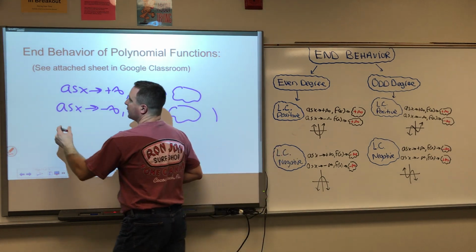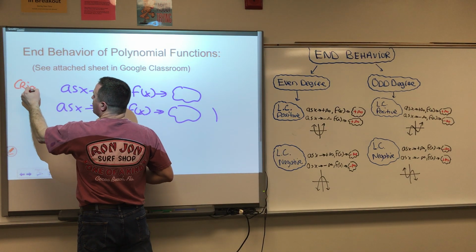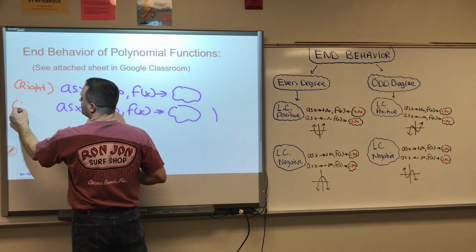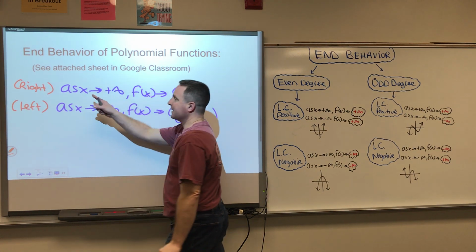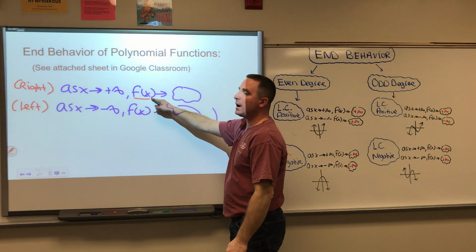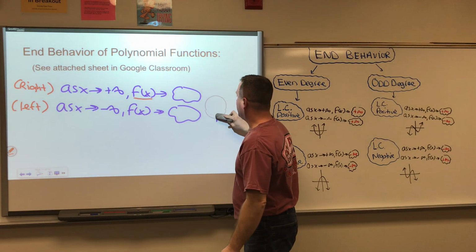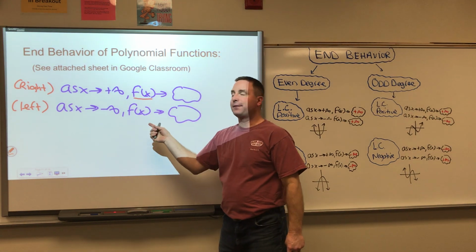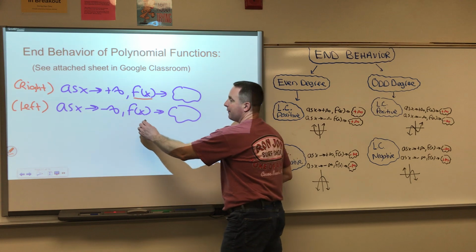Okay? Basically what this first one means, as I go to the right forever, what happens to the y values? And the bottom one here means as I go to the left forever, what happens to the y values?